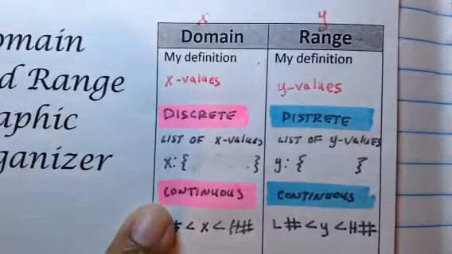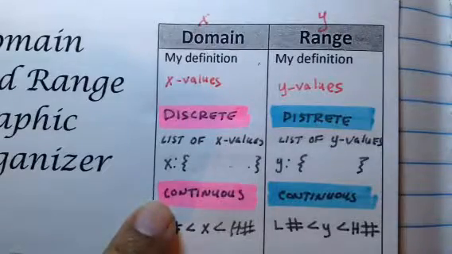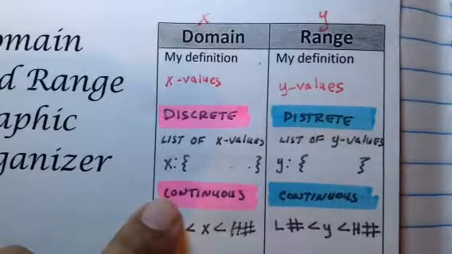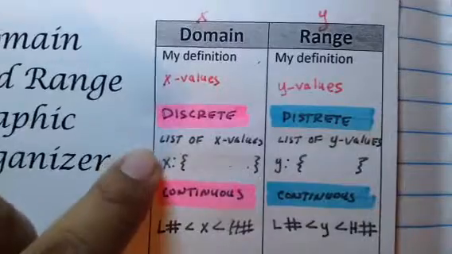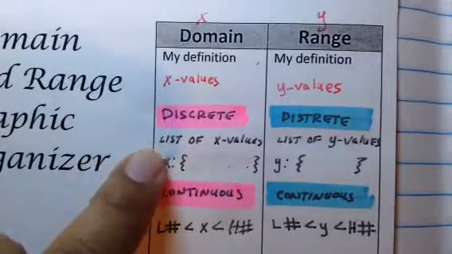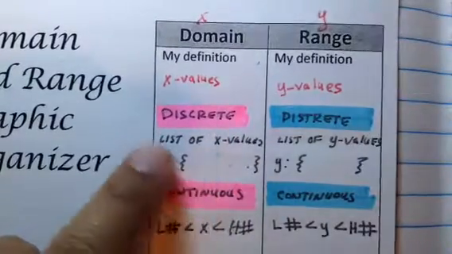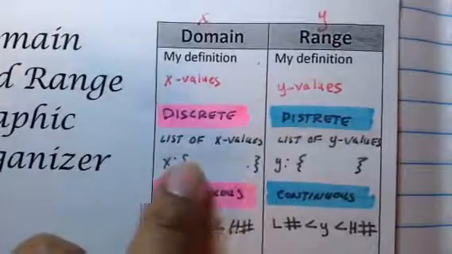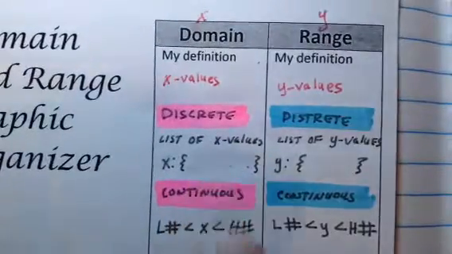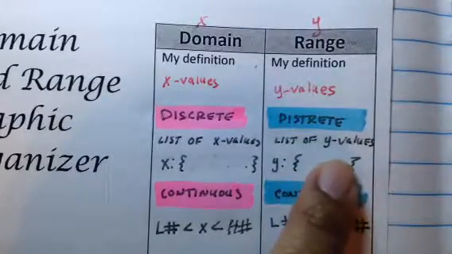Whereas continuous, you had a continuous graph. It could have been a curve, it could have been a line. Any of those things are continuous. Now, the difference in the two is when you have a discrete graph, you're going to list the numbers from low to high. So that's where those numbers would go for the X values, whereas discrete for the range would be the Y values.